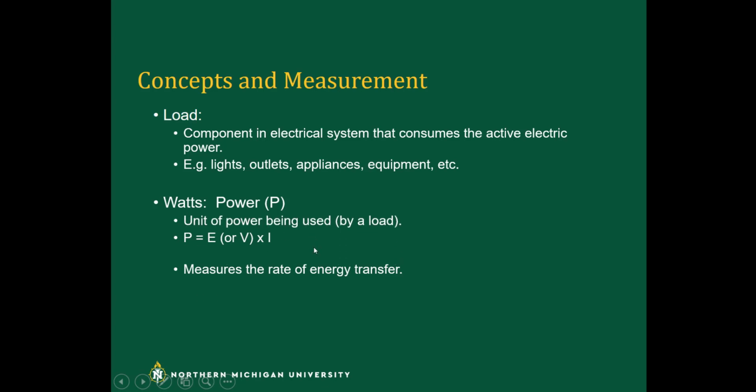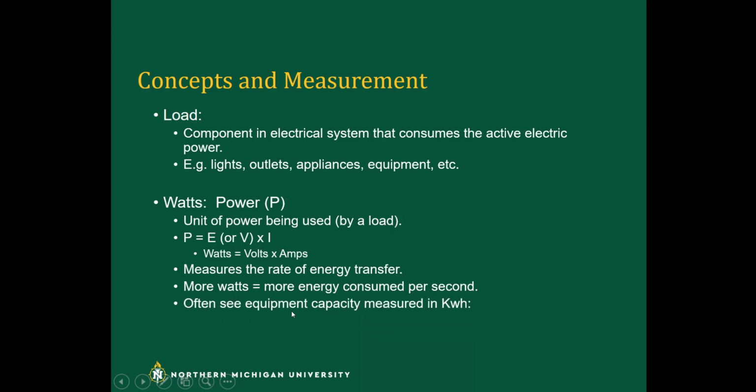The unit of power being used by the load is P equals V times I, so P equals VI. Watts equals volts times amps. Sometimes you'll also see volt amps in plans. It means the same thing. And it measures that rate of energy transfer. More watts equals more energy consumed per second. So that's why we're often seeing our measurements in kilowatt hours, because we measure that consumption over time.